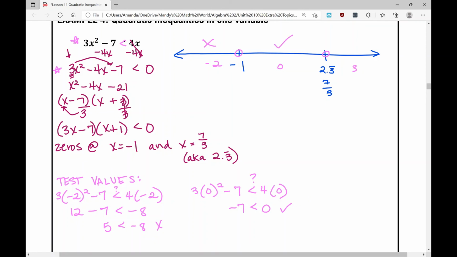Now let's test the point 3. When I plug in 3 for x, I get 3 times 3 squared minus 7. Is it less than 4 times 3? 3 squared is 9. 9 times 3 is 27. Minus 7. Is it less than 4 times 3, which is 12? 27 minus 7 is 20. Is it less than 12? No, it is not. So this interval right there is not included in my solution set.